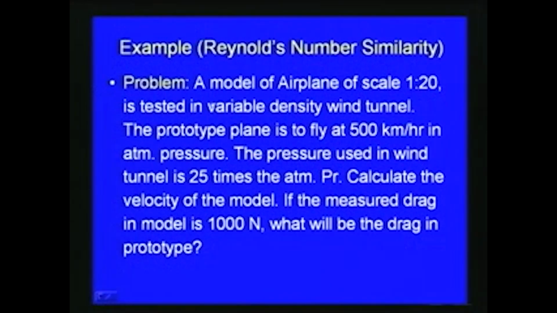So the first case is an example on Reynolds number similarity. Here we consider a problem: a model of an airplane of scale 1:20 is tested in a variable density wind tunnel. The prototype plane is to fly at 500 km per hour in atmospheric pressure. The pressure used in the wind tunnel is 25 times the atmospheric pressure. We have to find the velocity to be used in the model, and if the measured drag in the model is 1000 Newton, what will be the corresponding drag in the prototype. So this is the problem.